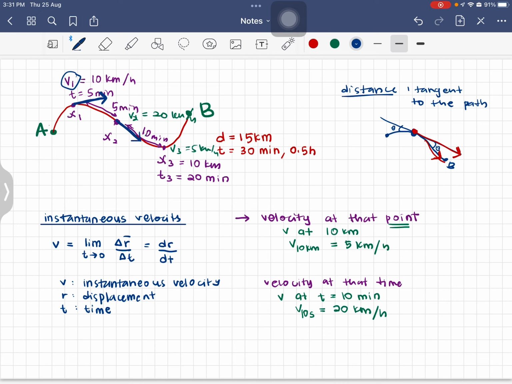Since the path coincides, it is the same as the path it passes through. So this is the same for V2. For V3, its tangent to the path is something like this. This is your V3. So this is your direction for V3. Okay, we have learned three things: average speed, average velocity and also instantaneous velocity. The SI unit for instantaneous velocity is also meter per second. Other units can be kilometer per hour, mile per hour and so on. Okay, thank you.